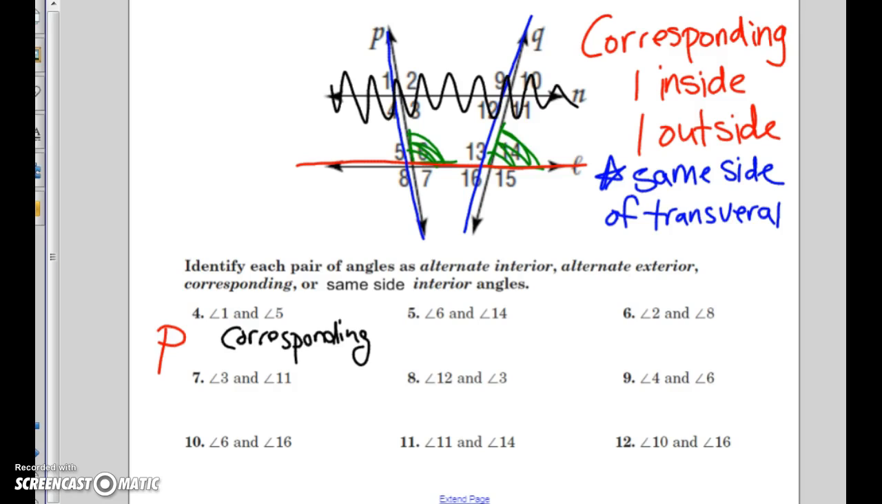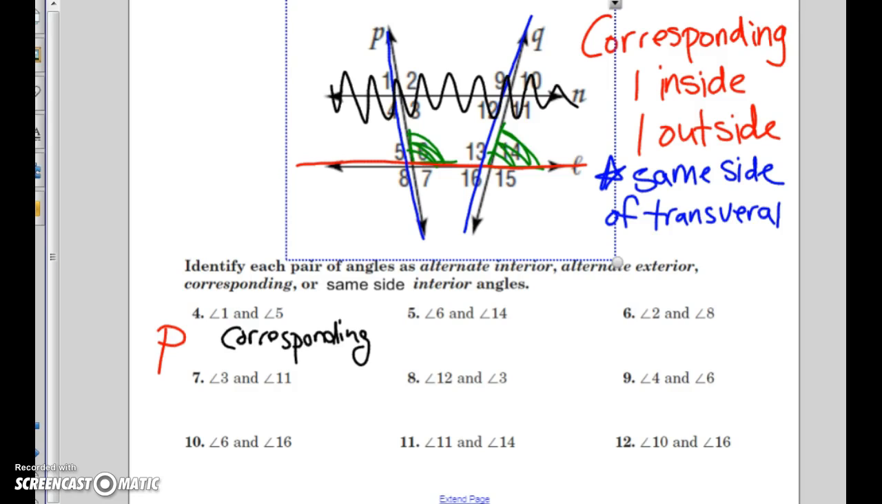Are these two green angles on the inside of the blue lines, or on the outside of the blue lines, or one of each? One of each. I have one on the outside and one on the inside. Question, are they on the same side of the red line? Are they above the red line or below the red line? They're both above? Then it's corresponding.